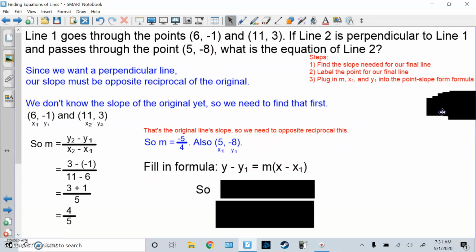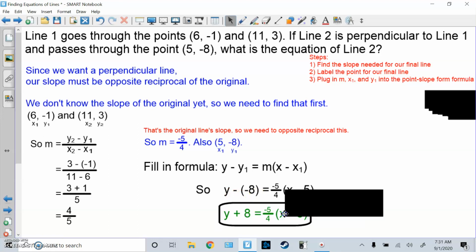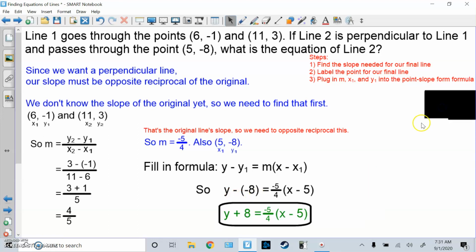We use point slope form. Fill it in carefully, and when you subtract -8, that's really adding 8, and we're good. And I'm not asking for slope-intercept form, so we can just leave it like that.